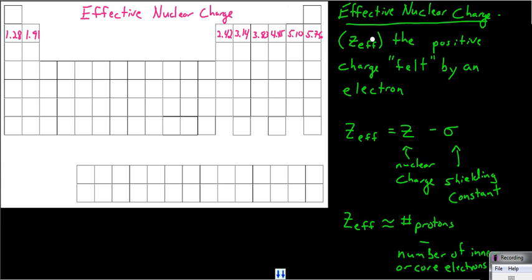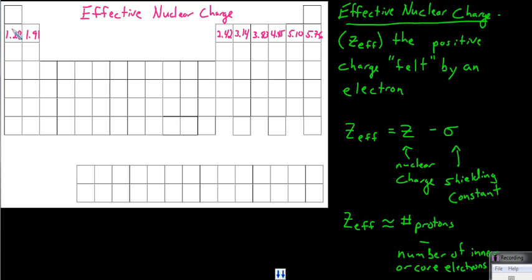Effective nuclear charge, or Zeff, is the positive charge felt by an outer electron around the nucleus of an atom. Different elements have different effective nuclear charges, and therefore different atomic radii, electronegativities, and ionization energies. We're going to see some general trends in effective nuclear charge.